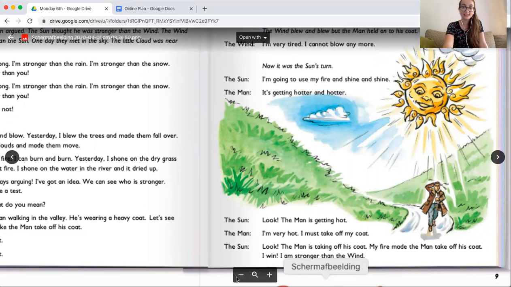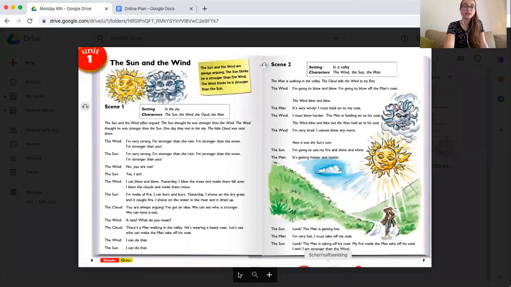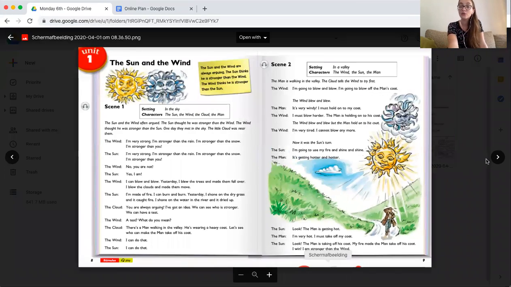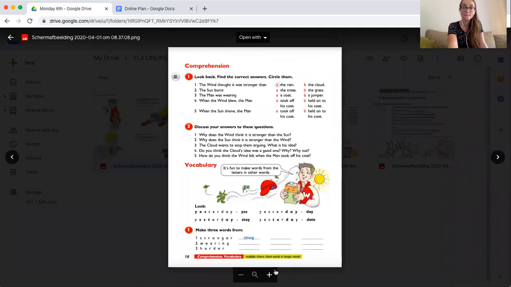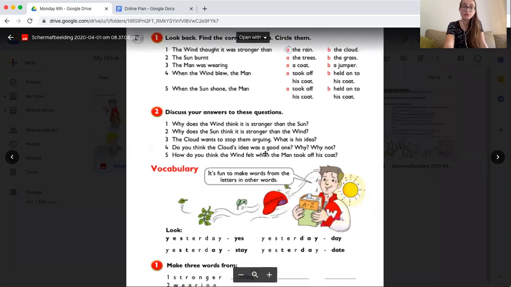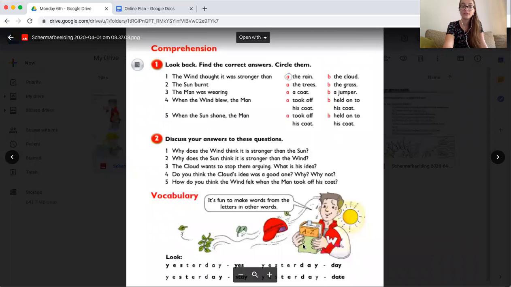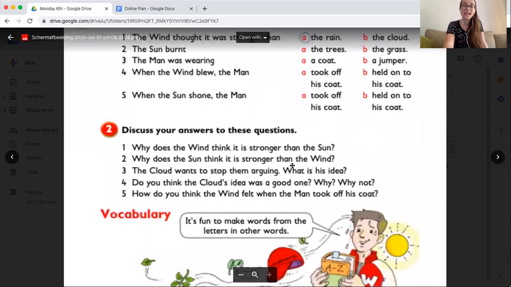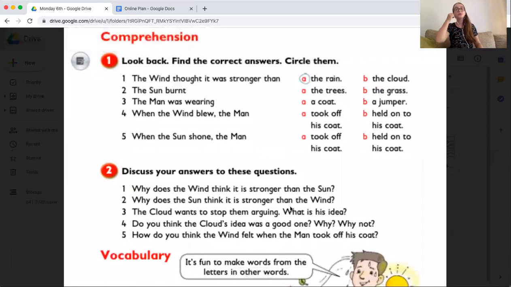So that was a nice story about the sun and the wind. Now let's see the questions that you have to answer. Okay, so we are only going to do the comprehension questions. You don't have to look at the vocabulary just yet. What you have to do, it says look back and find the correct answers and circle the correct answers. So the wind thought it was stronger than the rain or the cloud. You go back to the story, find the correct answer and write down A or B.